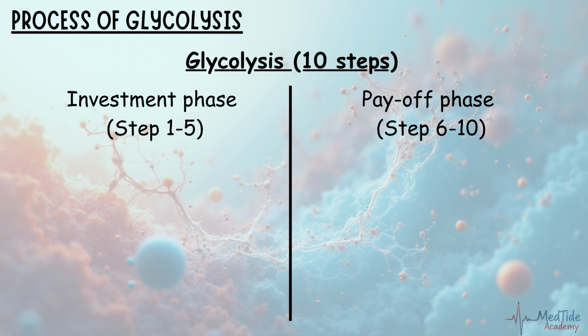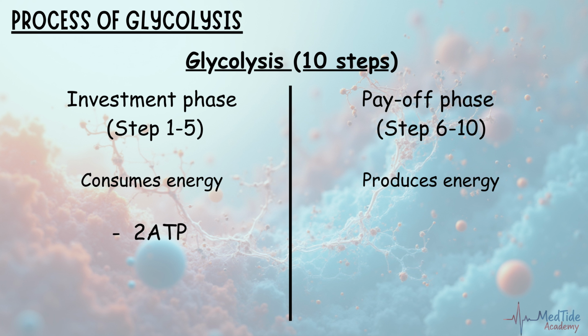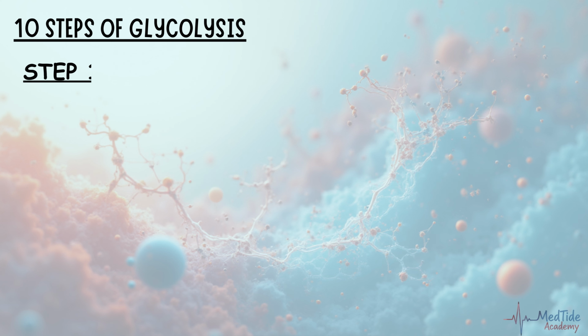In the first phase, the cell invests or consumes energy, while the second phase produces energy, but more energy than what was consumed. In the first phase, the cell puts in 2 molecules of ATP to get the glycolysis going, but in the second phase, the cell gains 4 molecules of ATP. In addition, it also gains 2 molecules of NADH. Let's go over the 10 steps of glycolysis.